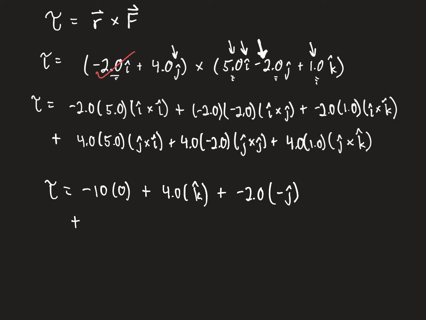And then 4 times 5 is 20. J hat cross I hat. Let's see. J hat cross I hat gives me negative K hat. Plus 4 times 2 is negative 8. J hat cross J hat, 0, big fat goose egg. Plus 4 times 1 is 4. And J cross K. Let's see. J cross K gives me I hat.